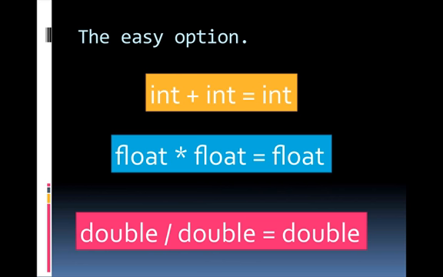This is important because if we choose to store the result of some mathematical operation in a variable, we need to make sure that we're providing a variable that is the right type. So this is pretty much easy. 7 plus 5 is going to give us back an integer. 1.2 times 1.2 is going to give us back a decimal number. That part is easy.